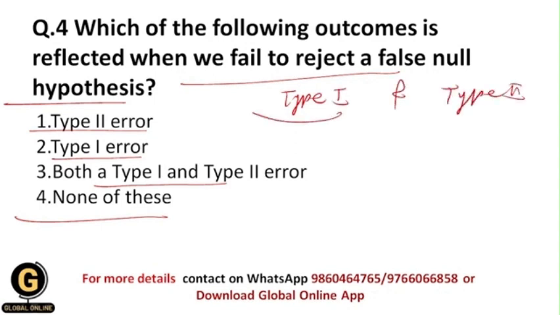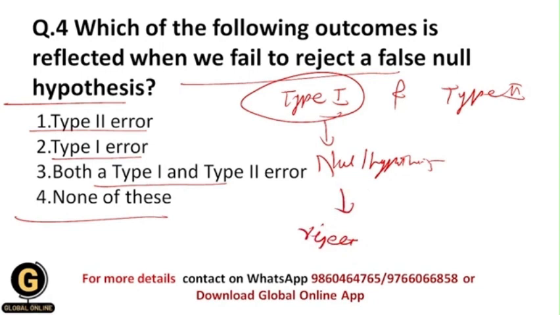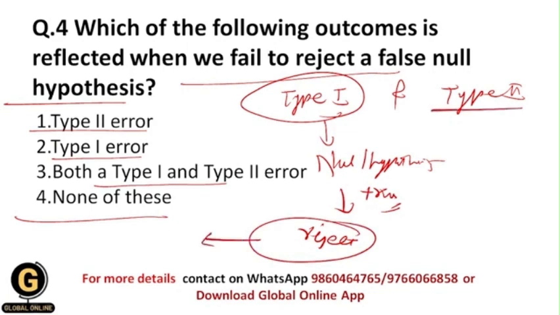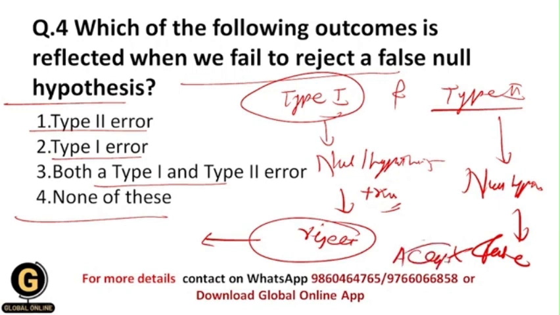So when will type 1 error happen, or what is the outcome? Basically, whenever there is a null hypothesis and you are going to reject it, though it is true, okay, this null hypothesis is true, but still I am going to reject it. In that case type 1 error will happen. And in what situation does type 2 error happen? Whenever there is a null hypothesis and this null hypothesis is false, but I am not going to reject it, so I am going to accept it.